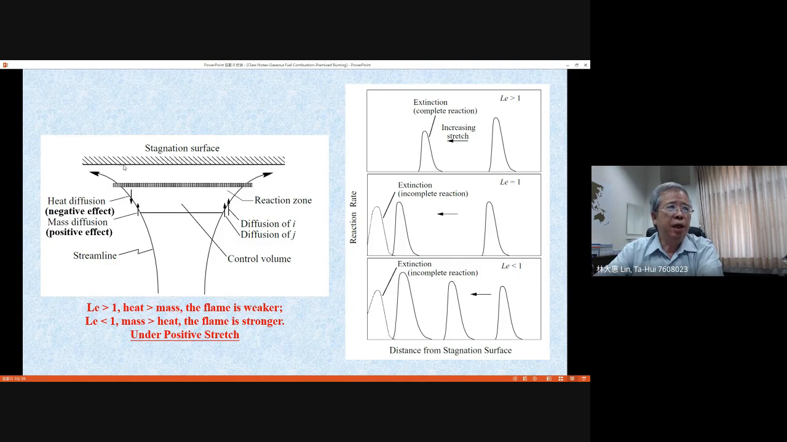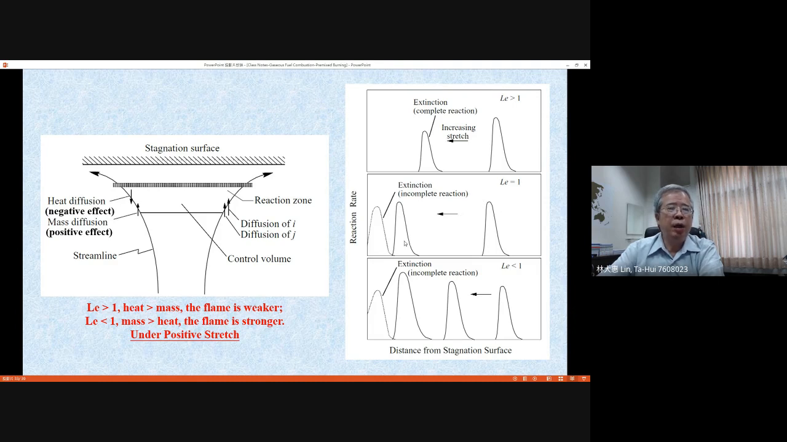For the stagnation point flow, there are two reasons for extinction as you increase the injection velocity. Here, I explain again. The flame starts from a certain distance away from the stagnation surface. When you increase your injection velocity, this flame will move closer. Up to here, they still remain steadily burning very nicely.